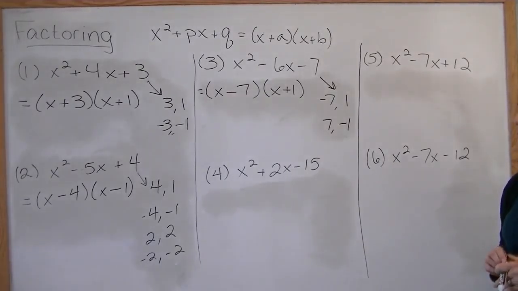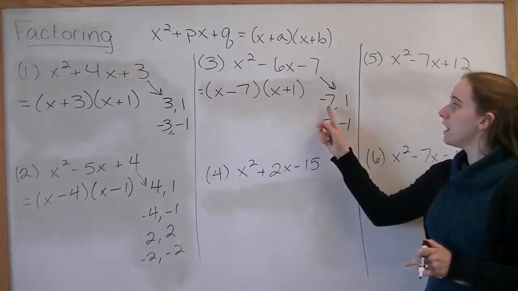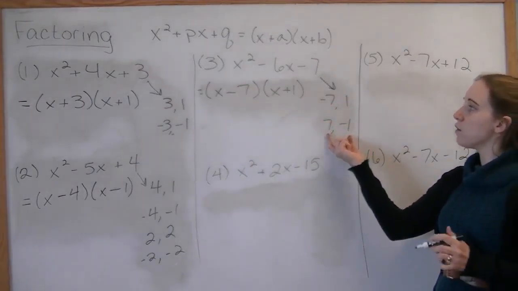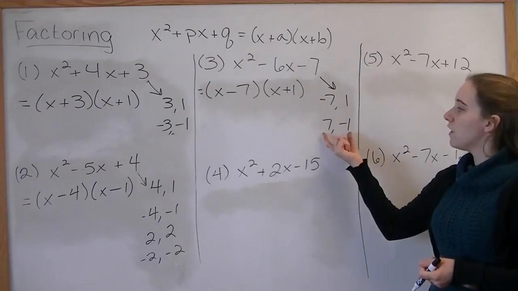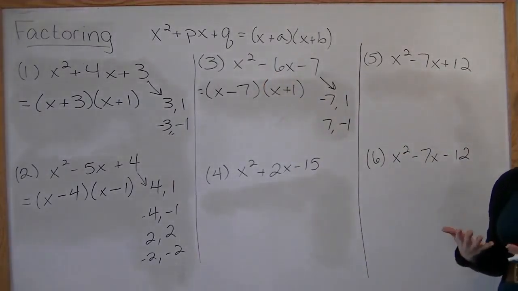There's our factored form. And notice we just have to be careful that we put the negative with the right number, because if I used positive 7 and negative 1, this would add to positive 6, which is not what I have here. So that just means we have to be careful.